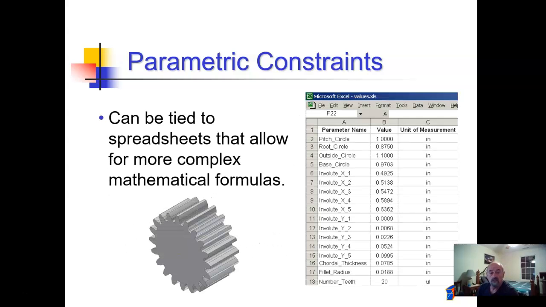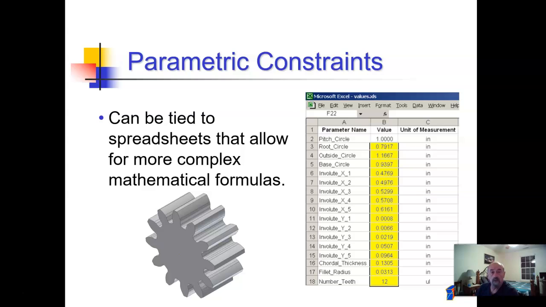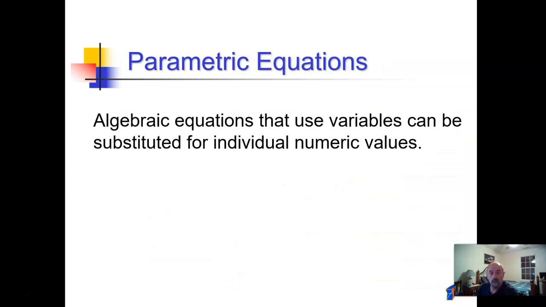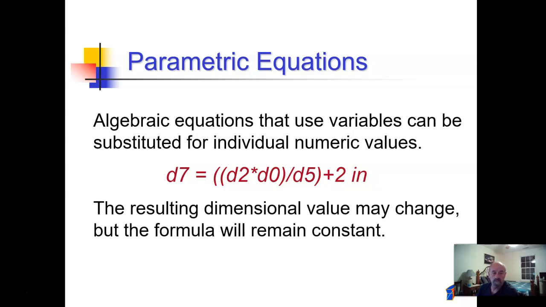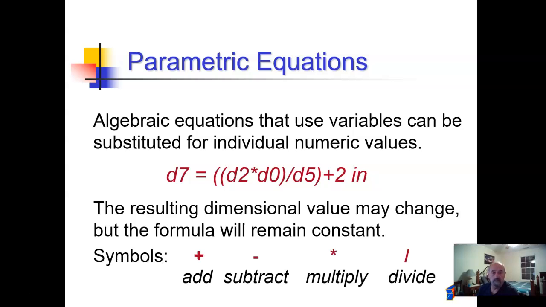They can be tied to a spreadsheet that allows for more complex mathematical formulas. And to do that, we can upload that in the form of an Excel spreadsheet. Algebraic equations that use variables can be substituted for individual numeric values. Such as here, D7 is equal to D2 times D0 divided by D5 plus 2 inches. The resulting dimensional value may change, but the formula is always going to remain the same.